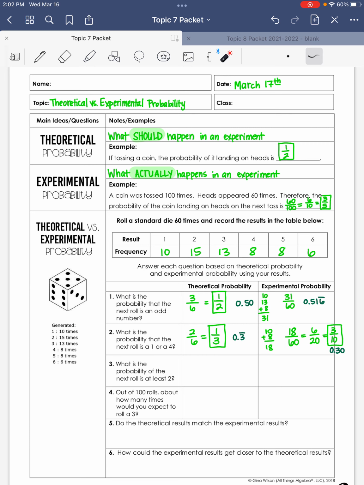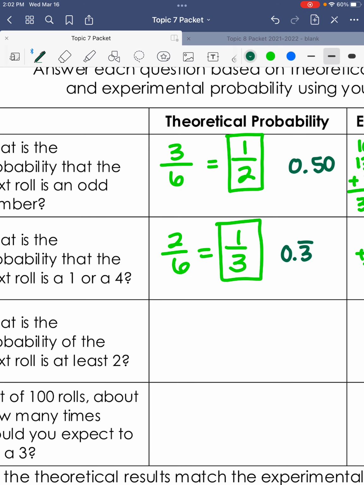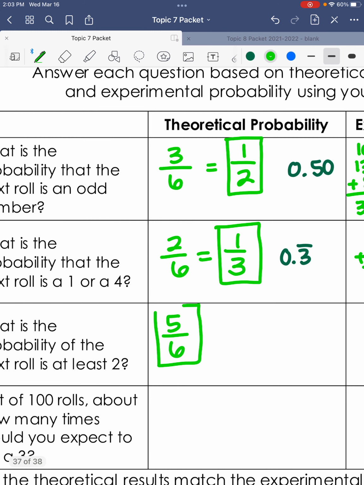So what is the probability that the next roll is at least 2? That means 2 and bigger, right? So 2 and bigger means I'm talking about 2, 3, 4, 5, and 6. So that's 5 of the 6 numbers. So 5 of the 6 numbers. Well, I can't reduce that fraction, so that just is my probability.